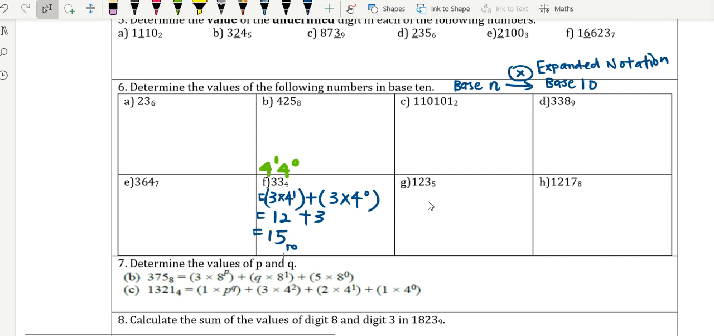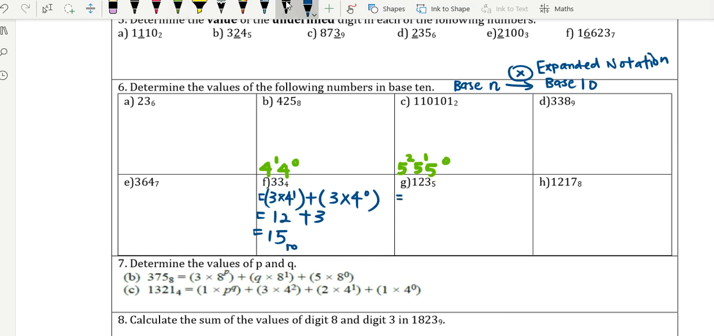Another example, 123 is in base 5. You want to convert to base 10. So you are going to multiply. We call it expanded notation. List out the 3 digits here. The place values are 5 to the power 0, 5 to the power 1, and 5 to the power 2.